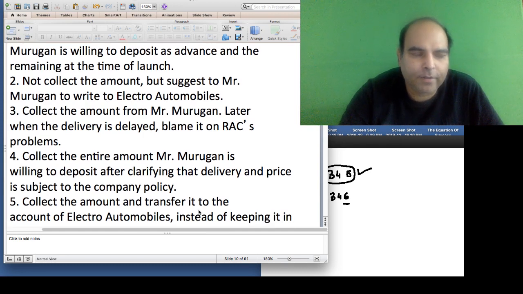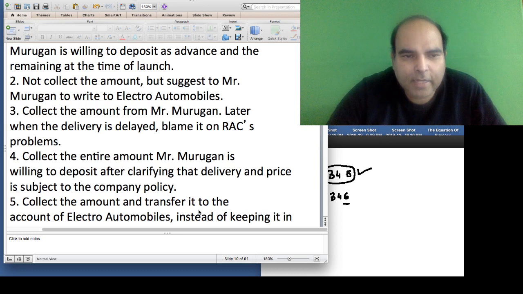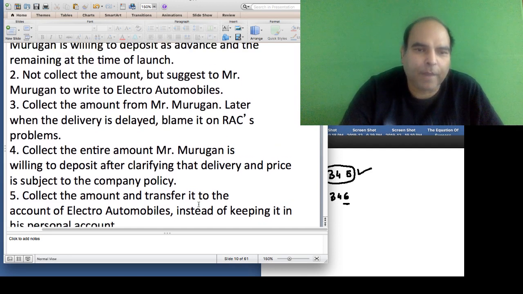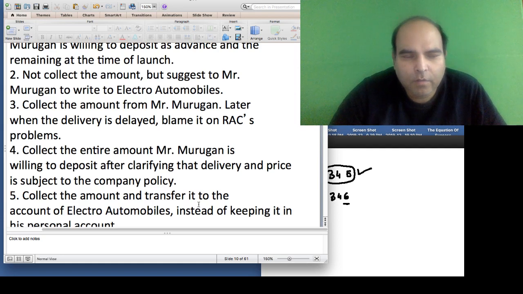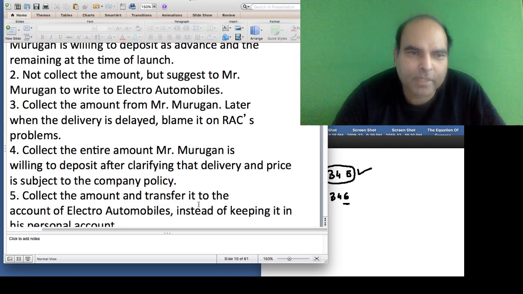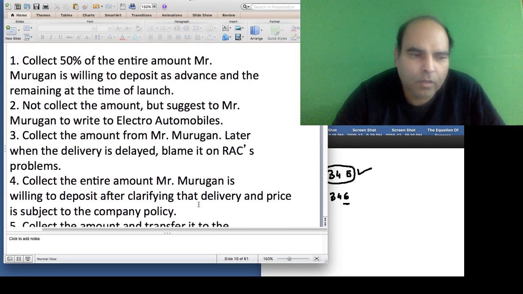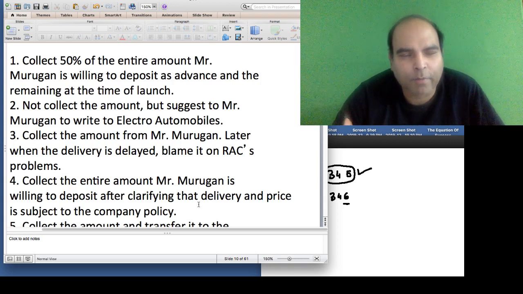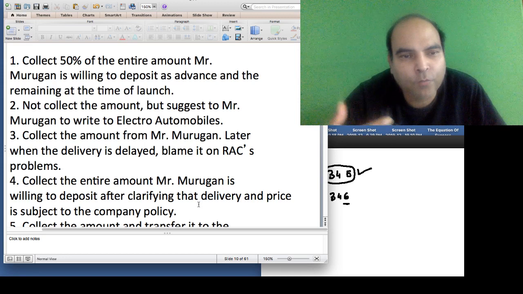Now Ahmed being a dealer, his primary objective is to increase his business. With what objective will Ahmed take this decision? He's sitting there in his showroom for business, and business is coming to him. The only thing he needs to make sure is that his liability for taking that business should not arise because he's fooled a customer.